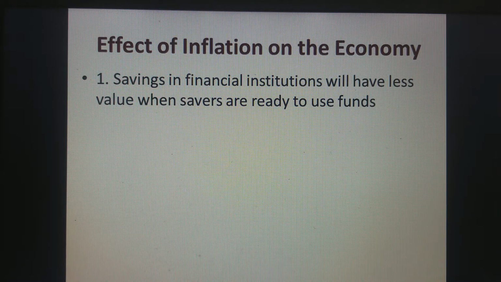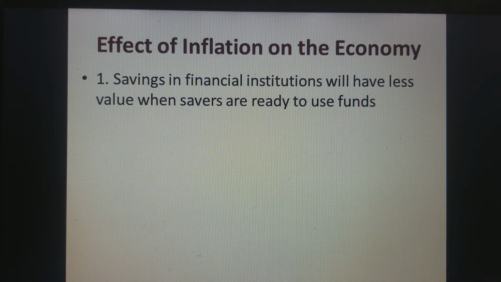One, because the prices of goods become so expensive, the level of disposable income will be reduced, right? The amount of money or cash flow that you have will reduce, so you have less to save. And secondly, because the value of money is falling so rapidly, it is not encouraging savings, because the money is not retaining its value.